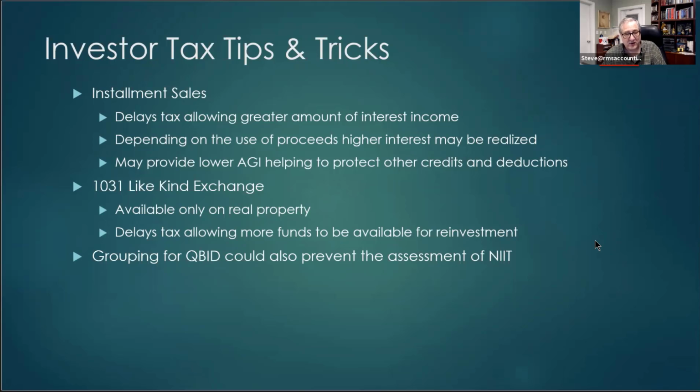A 1031 like-kind exchange is great. It can only be done with real property. We do have some new safe harbor rules for that, thankfully. And you do need to use a qualified intermediary. Your accountant cannot handle the transaction, and you can't touch the money. But it is a great way of rolling your equity into a new property.